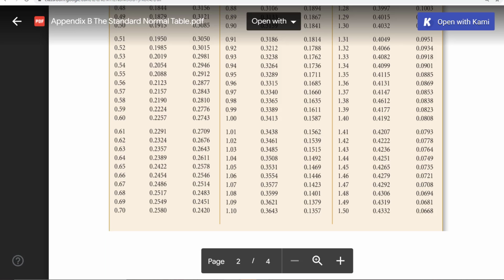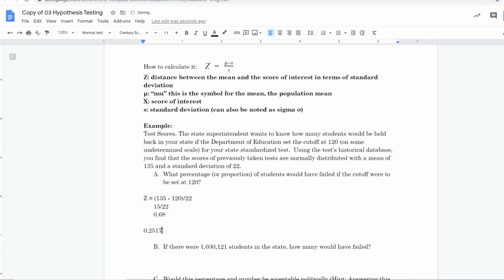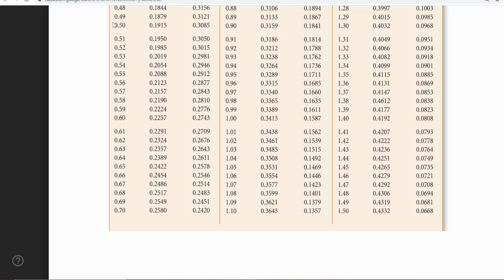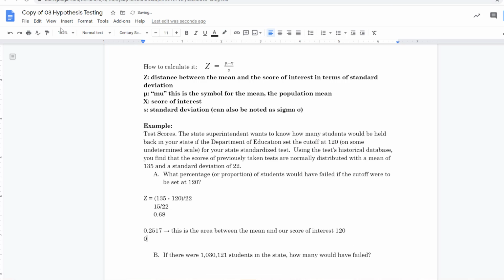0.25, what is it? 2517. This is the area between the mean and our score of interest, 120. The other number is 0.2483.